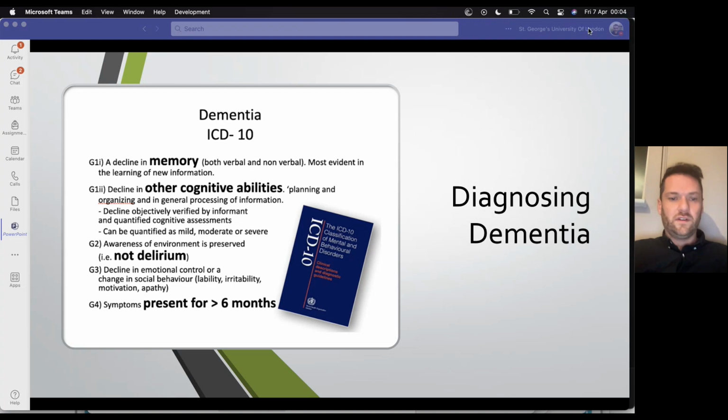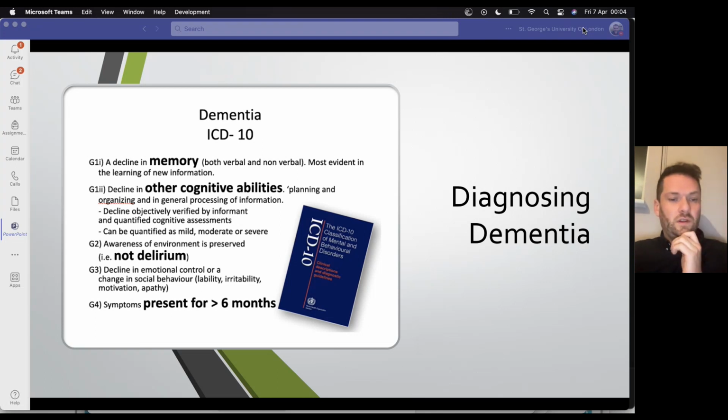All right, so now let's move on to diagnosing. So ICD-10. Most diseases, the ICD classifications will encompass everything, whereas DSM, we tend to use for mental illness. But in this case, because this is kind of both, we're going to go with ICD.